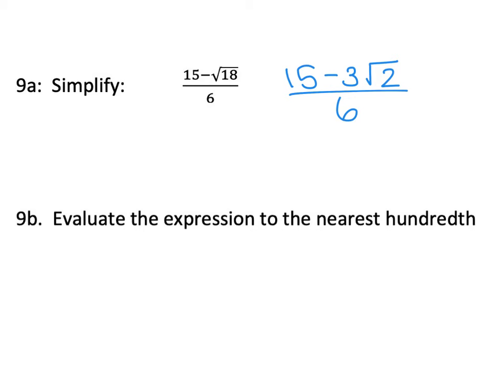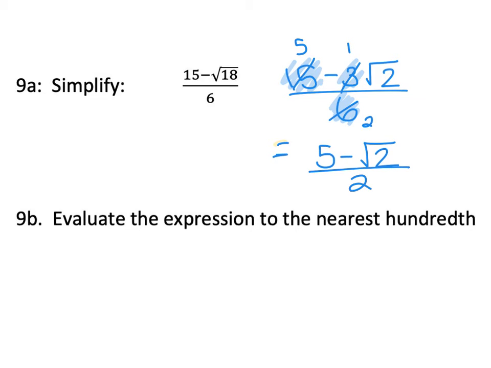And from this point, there's really 2 ways I can do this. I'm looking to see if there's anything that goes into 6, 3, and 15, all 3 of them. Okay, so 3 goes into all 3 of those values, so if I divide each by 3, I would get 5, I'd get 1, and I would get 2 down here. So my answer can be expressed as 5 minus 1 times root 2, which would just be root 2, all over 2.